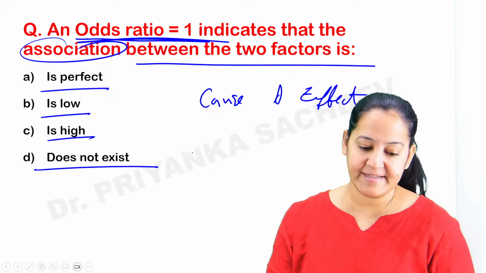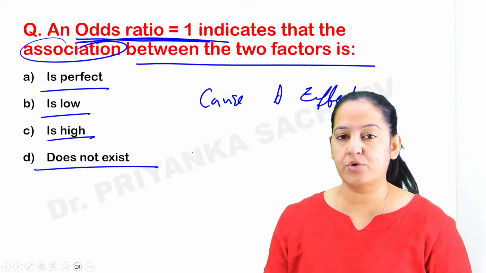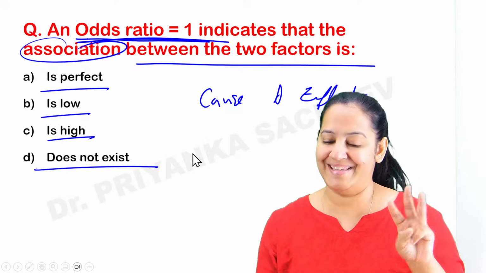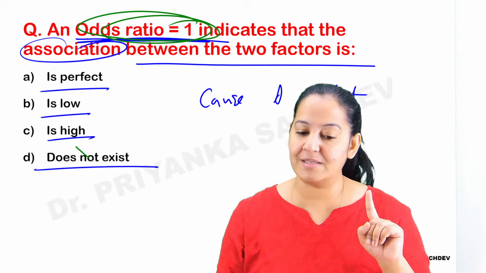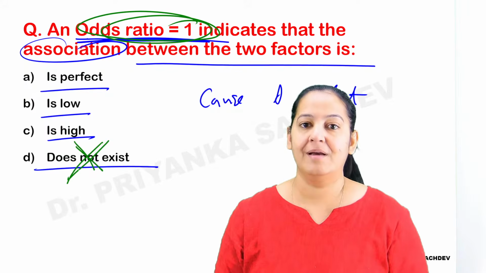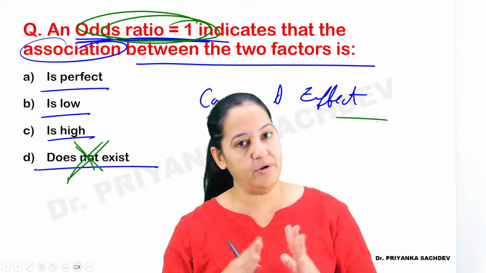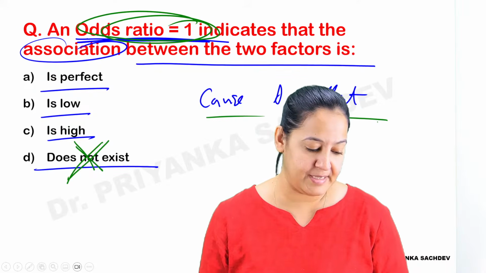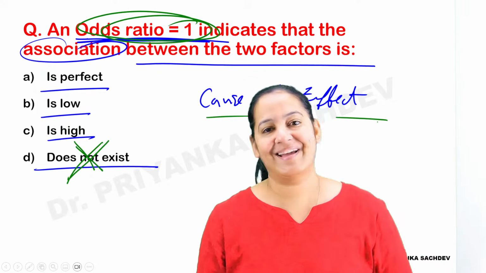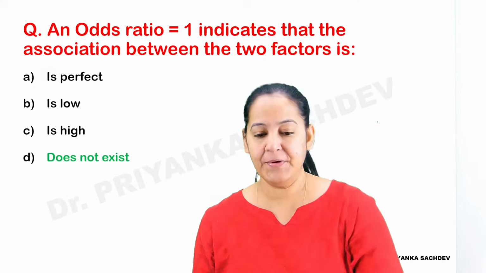Can you tell me what is the correct answer here? If the odds ratio is equal to 1, I told you there are 3 possibilities. Yes, very correct. If the odds ratio is 1, it means the association does not exist. The cause and the effect are 2 different entities and they are not at all associated with each other. Absolutely right, Suraj. The correct answer is D.